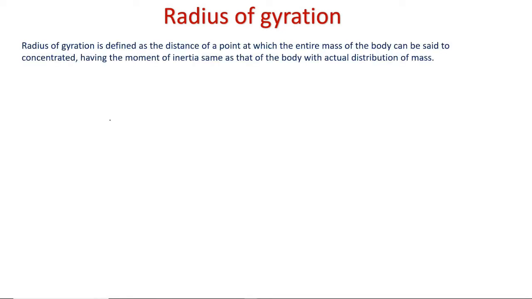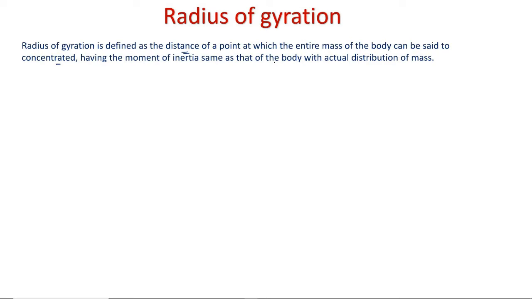Hello, in this video we will be studying about radius of gyration. First we will give the definition of radius of gyration. Radius of gyration is defined as the distance of a point. So basically it is a distance of a point at which the entire mass of the body can be said to be concentrated, having moment of inertia same as that of the body.